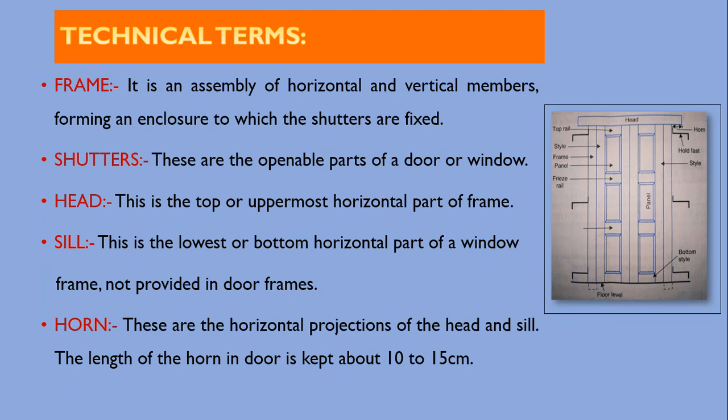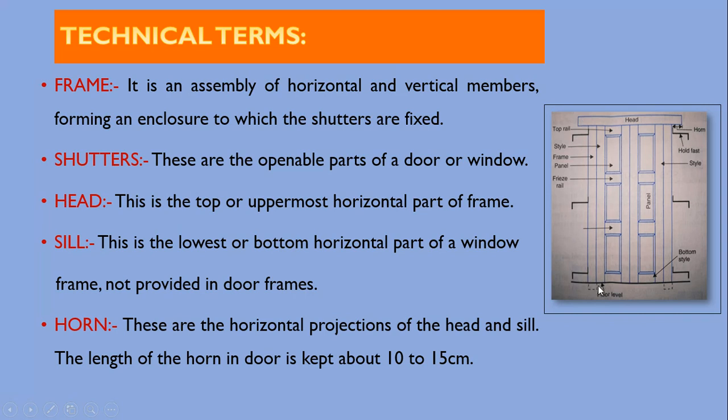In case of doors also, sometimes it is provided, or normally from the Vastu Shastra point of view, people used to provide this type of sill member. Next is horn. These are the horizontal projections of the head and sill. The length of the horn in a door is kept about 10 to 15 centimeter. Normally it is 7.5 centimeter. So this projecting member of the head is called as horn.